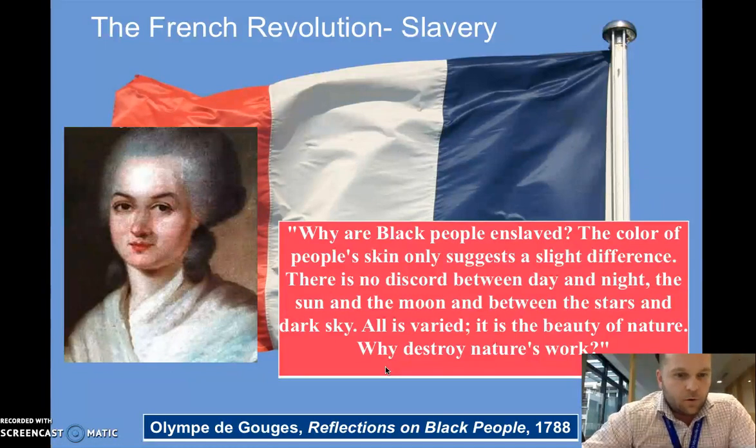We'll begin with a quote by this wonderful woman who said, "Why are black people enslaved? The colour of people's skins only suggests a slight difference. There is no discord between day and night, the sun and moon, and between the stars and the dark sky. All is varied. It is the beauty of nature. Why destroy nature's work?"